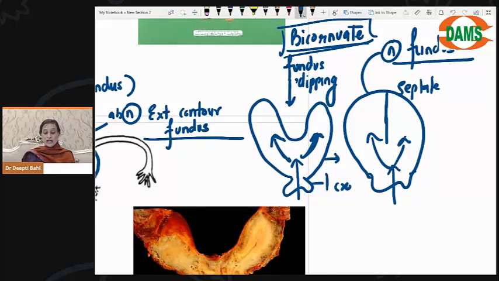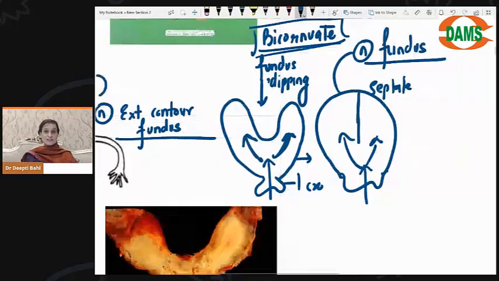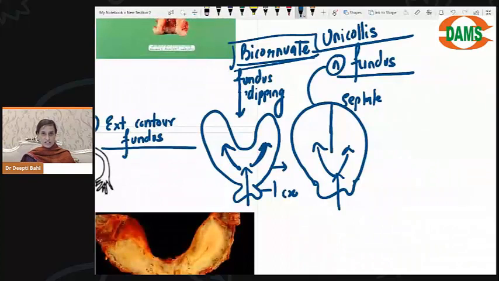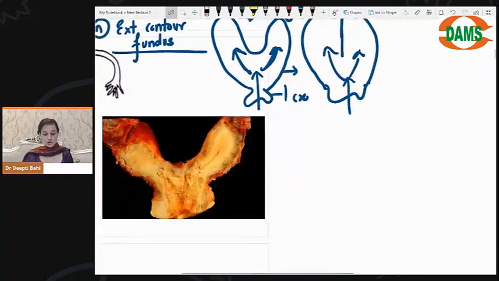So now once you understand what a bicornuate is, remember the complete name for bicornuate is bicornuate unicollis. Bicornuate means two cornua or two uterine horns. Uni means one, collis means cervix. So bicornuate unicollis.